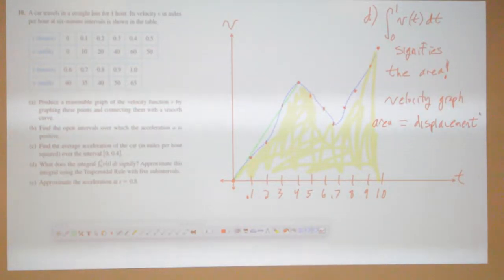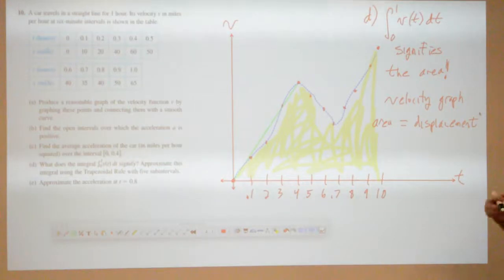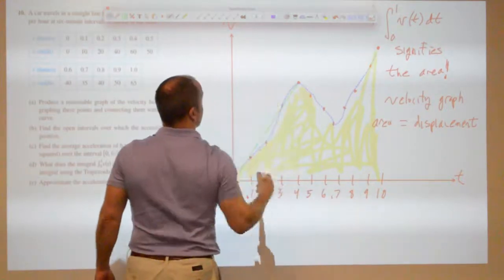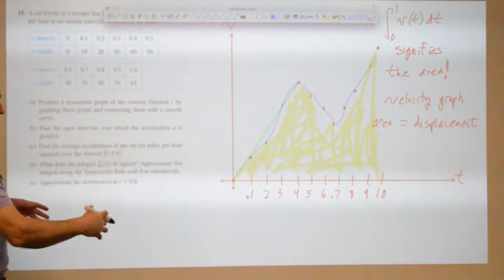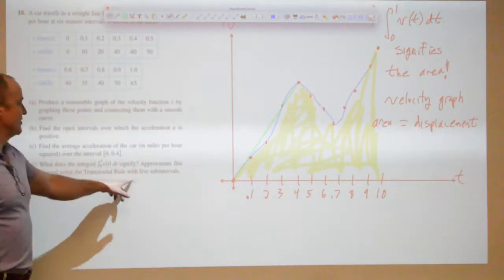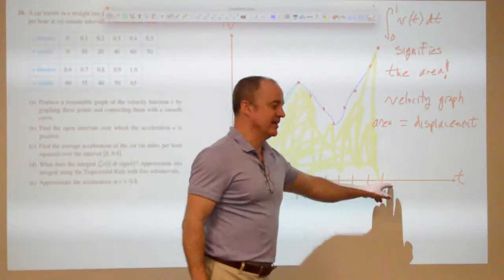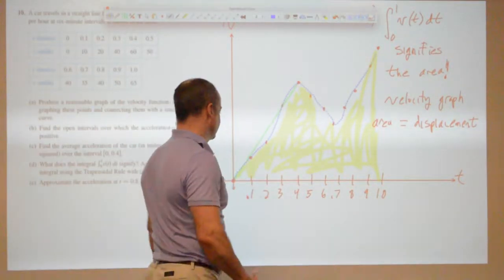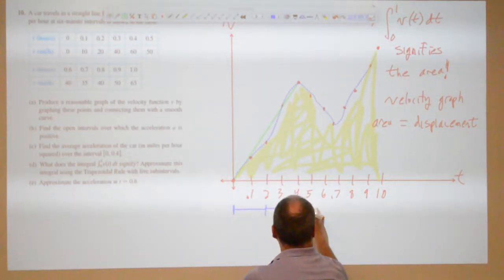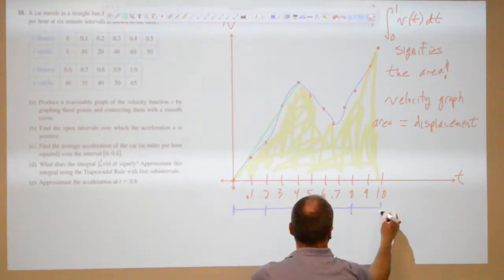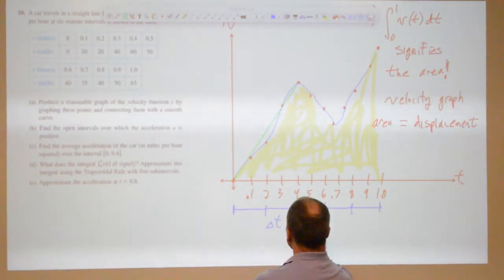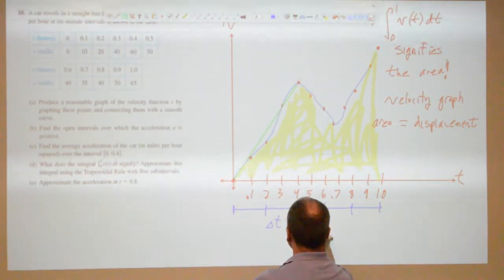Okay, so velocity graph, the area is displacement, so we have to find this. Now it says, approximate this integral using the trapezoid rule with 5 sub-intervals. Cool, what's my delta T going to be? The first one, 0 to 5 or 0 to 4? How are we going to split 0 to 10 into 5 sub-intervals? 0 to 2, 2 to 4, 4 to 6, 6 to 8, 8 to 10. Is that 5 sub-intervals? Yeah. And what does delta T equal? 2.